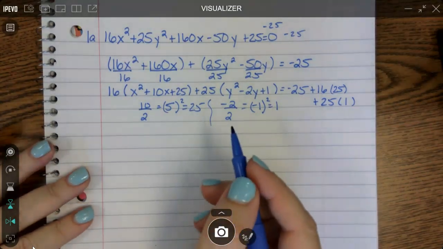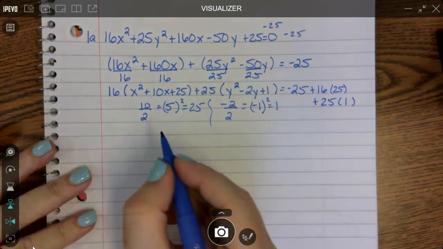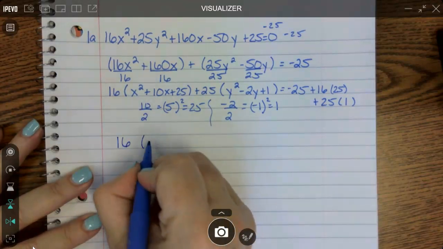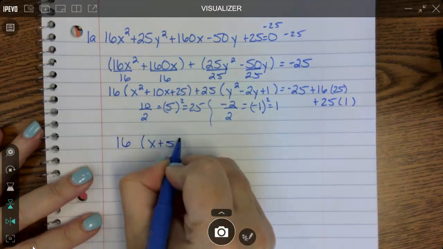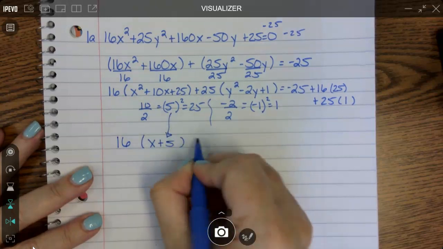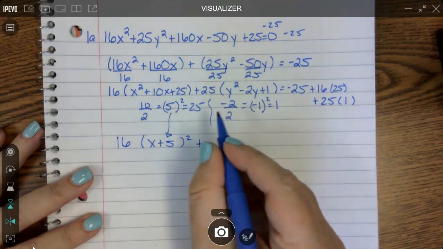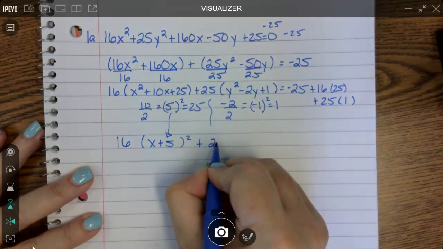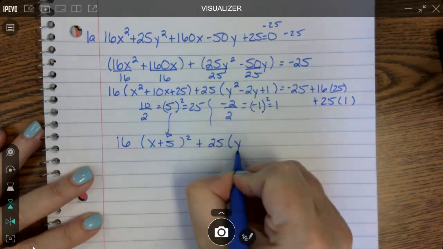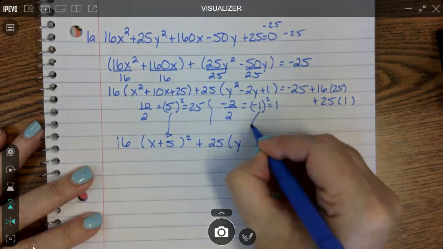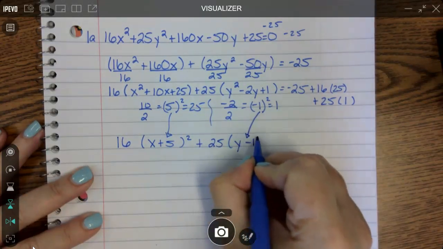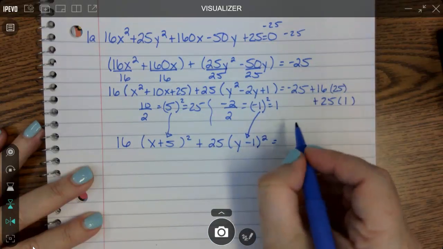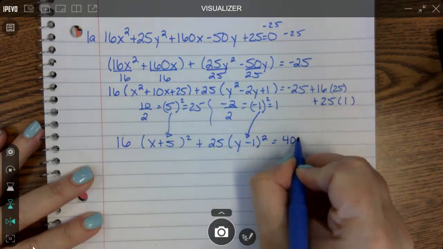So now what we're going to do is that fake factoring. So we're going to take that 16, bring it down, be x plus 5. Remember that 5 comes from here, squared, plus, now we're going to bring that 25 down. And y, remember I talked about that negative sign, you want to bring down that negative 1 squared. And all of this is going to add up or equal 400.